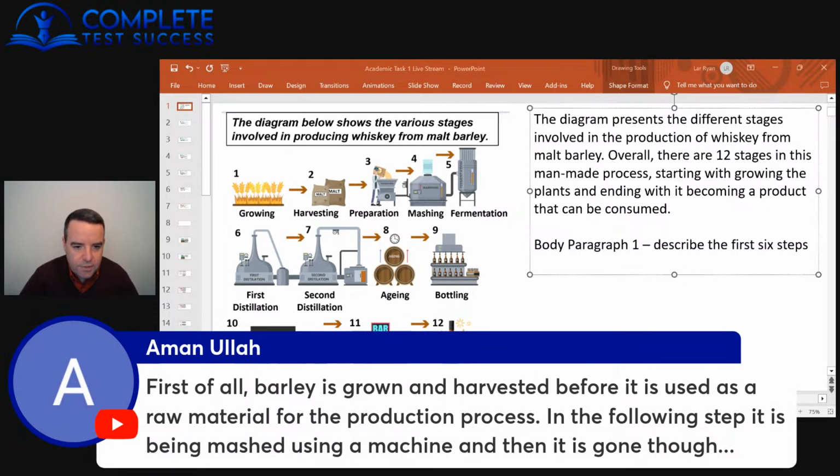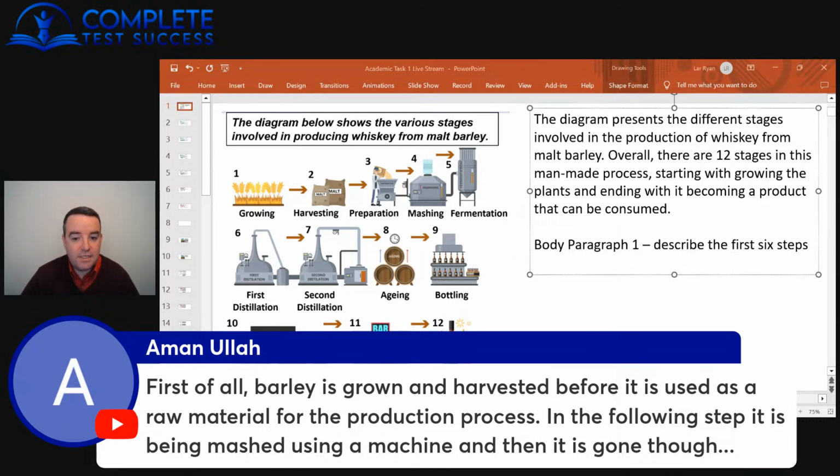And first of all, barley is grown and harvested before it is used as a raw material for the production process. In the following step, it is being mashed. No, just it is mashed. It is mashed, not being mashed. We just want to use present simple for process questions.